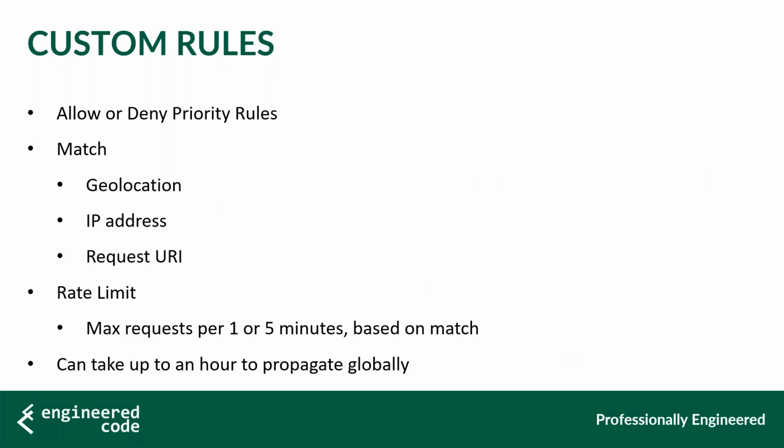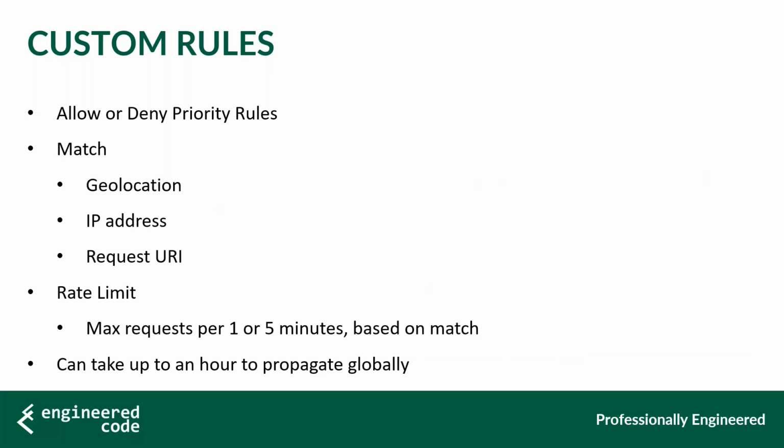You can match based on IP address, and I think there's some wildcards that you can do, as well as the request URI. So what is the URL, the path that the user is requesting? So you can create these rules that allow you to essentially restrict access to your site.